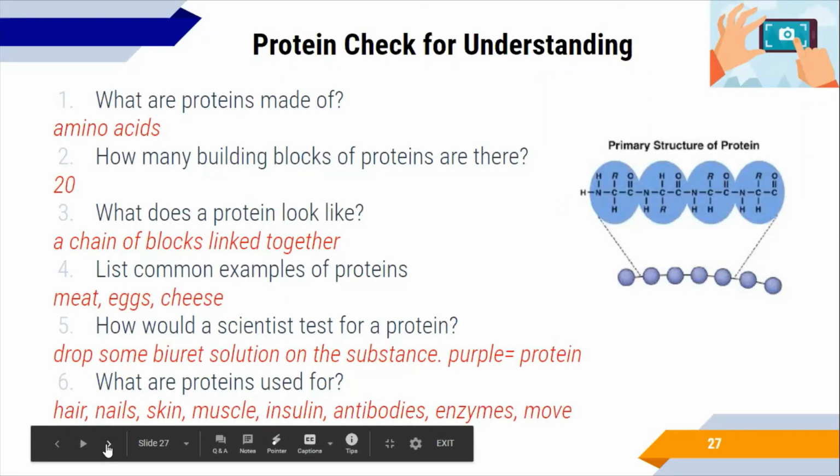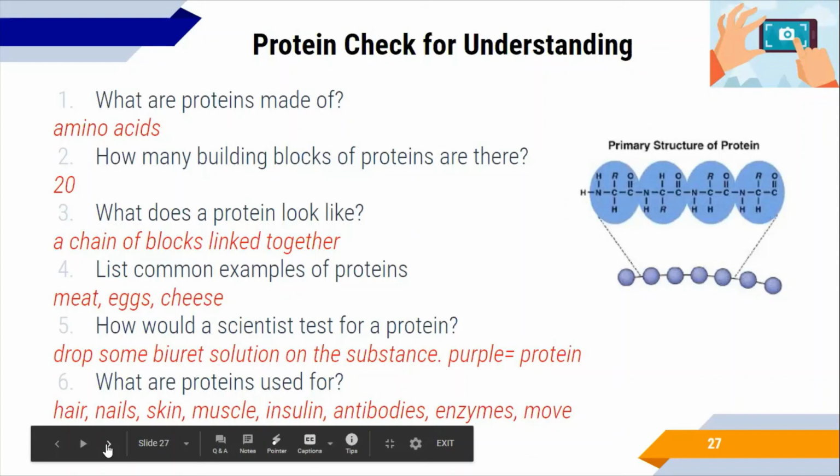What does a protein look like? A chain of blocks linked together. List some common examples of proteins: meats, eggs, cheese, also nuts. How would a scientist test for a protein? Drop some Biuret solution on the substance. If it turns purple, it is a protein. If it remains blue, it is not a protein.